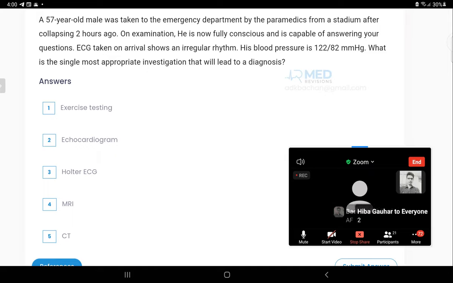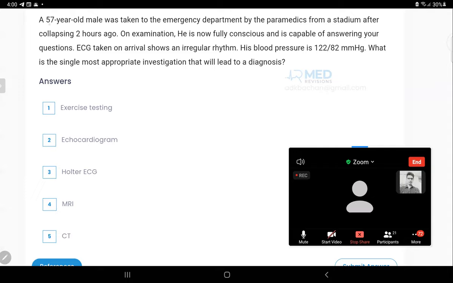Okay, so here's the thing. If the ECG has been done, right? And it shows something, there is no need to go for Holter ECG, right? Okay, MRI, what is it supposed to do for the heart? CT scan, what is it supposed to do for the heart? Exercise testing, you'd only do these things or Holter ECG when you don't have anything on the ECG and the ECG comes normal, right? So ECG has shown something.